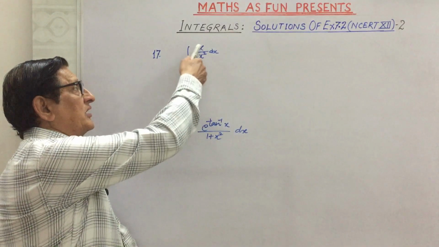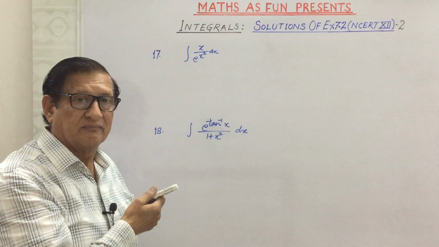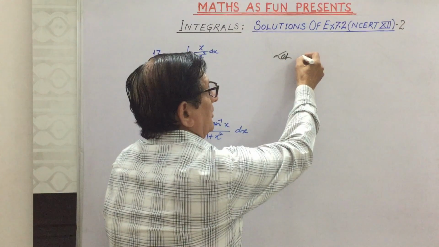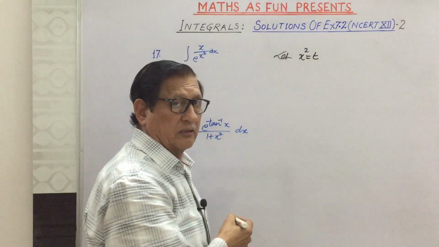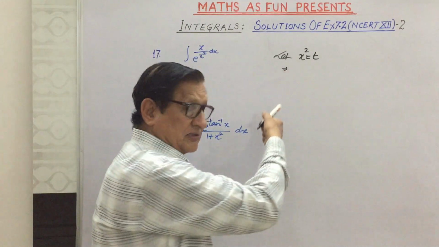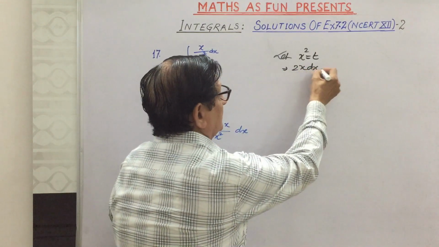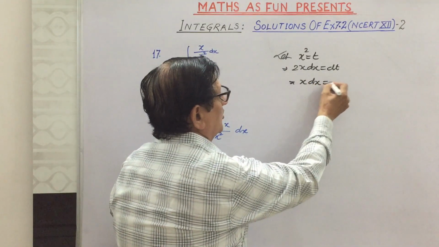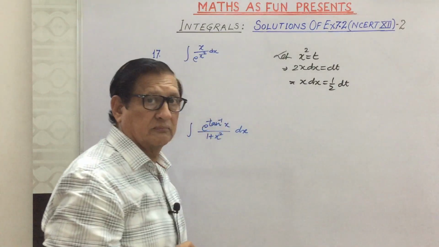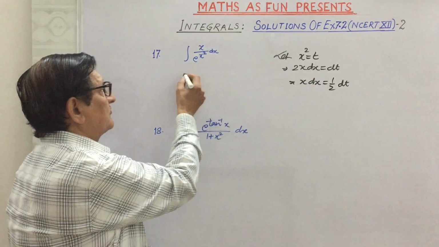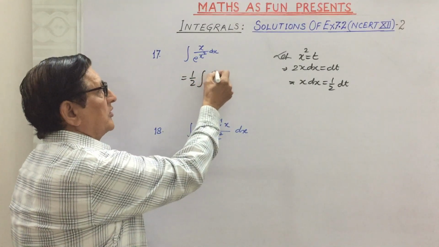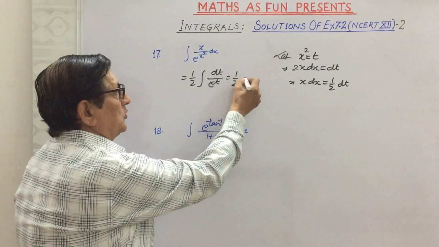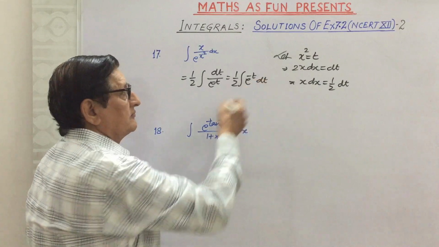We know derivative of x square is 2x dx. So we can consider x square as t here. So we write let x square equal to t. Differentiating with respect to x, we get 2x dx is equal to dt. It means the value of this x dx is equal to 1 upon 2 dt. Substituting this value here, we get 1 upon 2 dt upon e power t, which can be written as 1 upon 2 e power minus t dt.